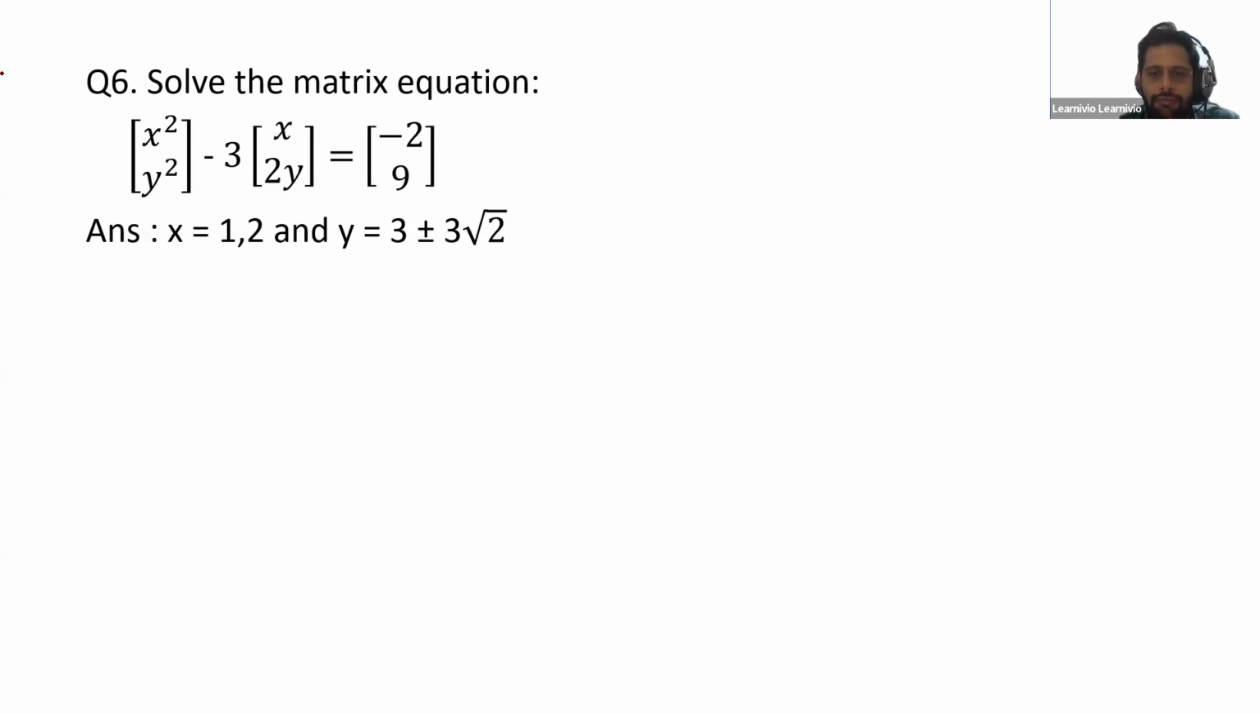Zephyr, very good. X is 1 or 2. Y is equal to not minus 3. So Zephyr, Y is 3 plus minus. Okay. So we are getting this answer. Please, Zephyr, again check your calculation. Huzafa, X is correct. Okay, Huzafa Ahmed. X is correct. Y is this one, 3 plus minus 3 root 2. Okay, so please check your answer.